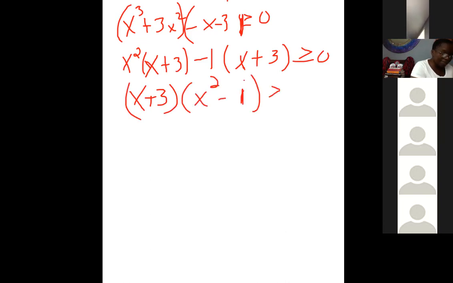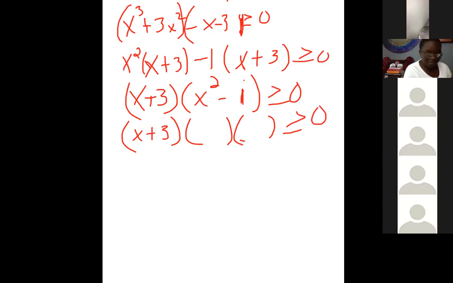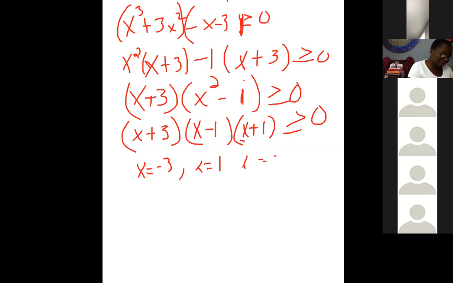Is this completely factored, guys? The answer to that would be no, because you have that x squared minus 1. So you want to factor it further: x minus 1, x plus 1, okay? So now you can find the values that would make this polynomial 0. What value of x makes this first parenthesis 0? -3. For the second one, it would be +1, and the third one would be -1. Okay, so those 3 boundary values or critical values: one of them is at -3, another one is at -1, another one is at +1.